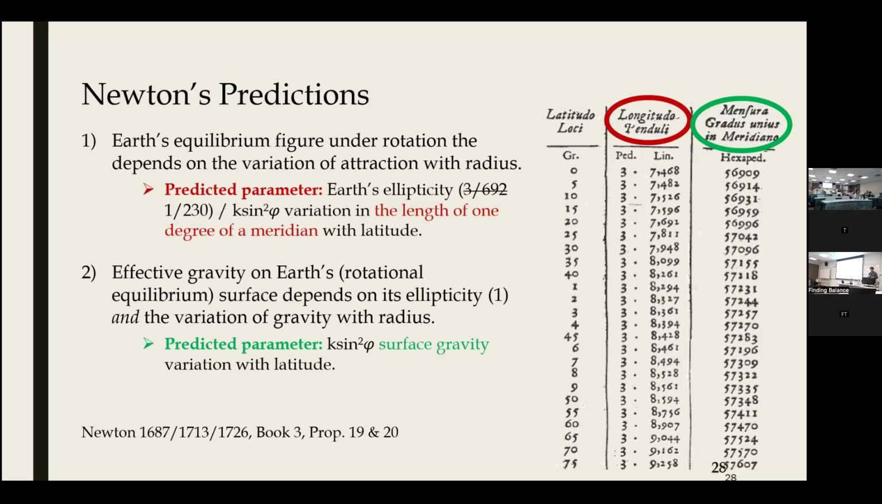So he derives two predictions for measurable parameters that depend on that assumption. One is simply the equilibrium figure itself. He calculates how much the Earth has to be flattened, what its ellipticity has to be, such that it satisfies those equilibrium conditions.